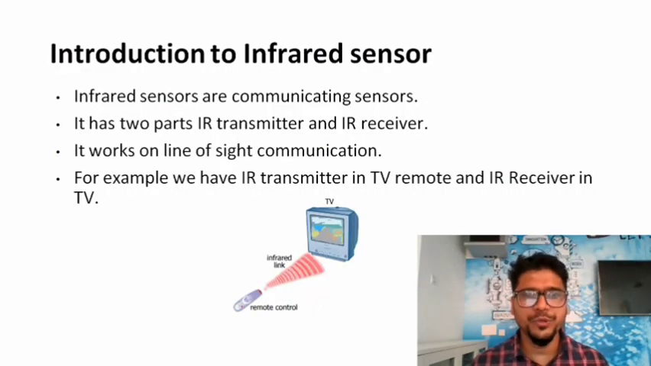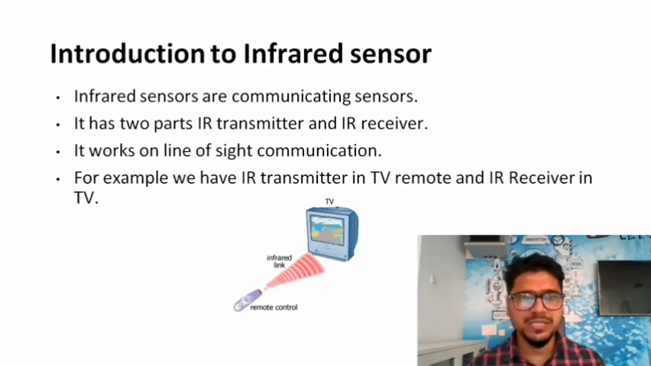Infrared sensors are communicating sensors. Infrared sensors are used to communicate between two devices. It has two parts. One is IR transmitter and other is IR receiver. IR transmitter is used to transmit a message, whereas IR receiver is used to receive a message. It works on line of sight communication, which means transmit and receive a message only where transmitter and receiver are in view of each other. That is, there should not be any obstacle between transmitter and receiver.